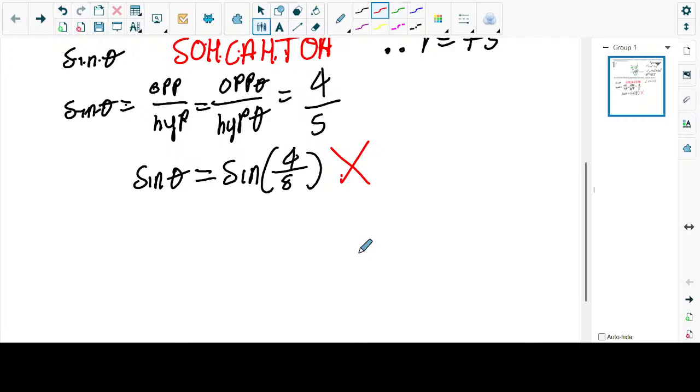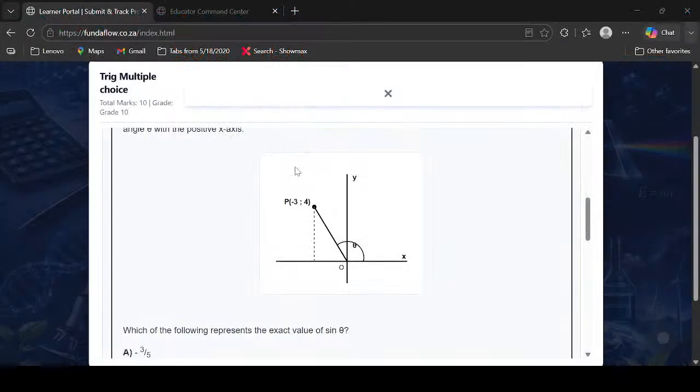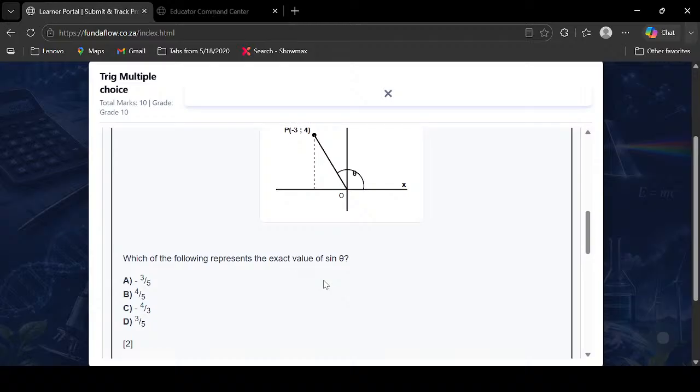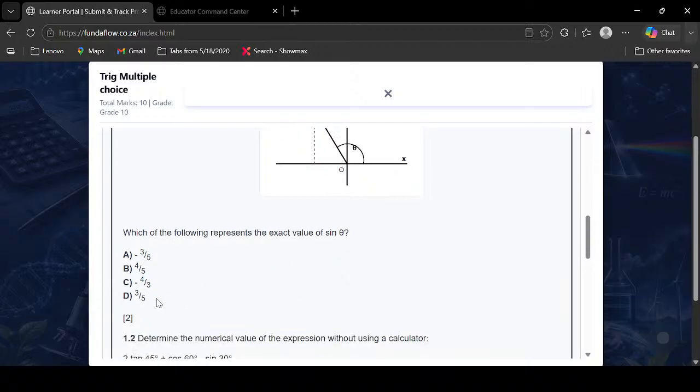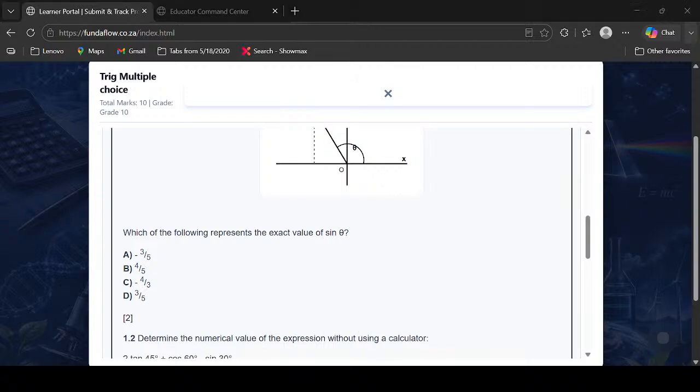Now let's go and check. Did we get it right? This one we need to write everything before we submit. So we can choose our answer. What is our answer? It's 4 over 3. Which option is that? It's B. So we got B.